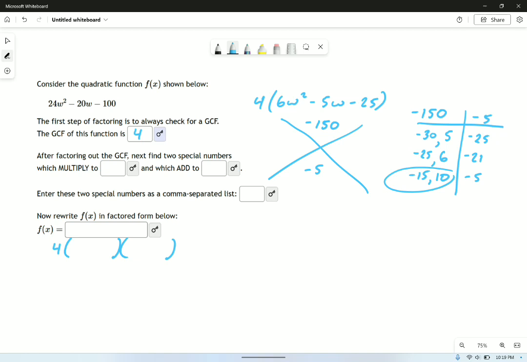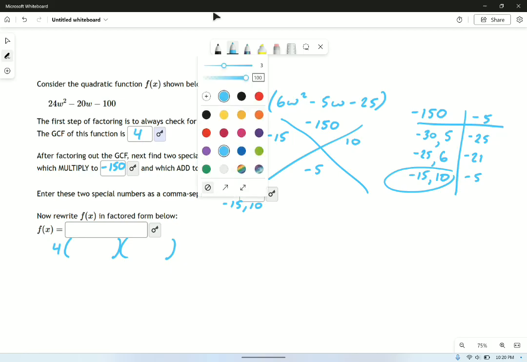I skipped a few steps here, so let's fill this in. It has to multiply to negative 150. It has to add to negative 5. And those two special numbers that we just found were negative 15 and 10. Now, a lot of people recognize this factoring technique so far, whether you organize it by a box or by grouping or whatever. But here's why I like this particular method that I often show in class.